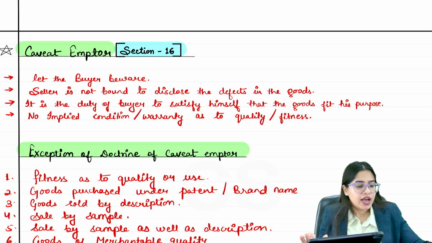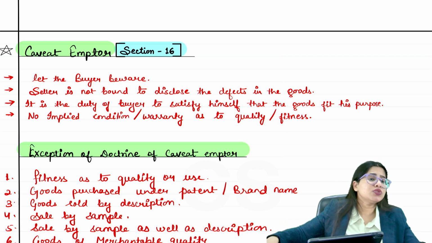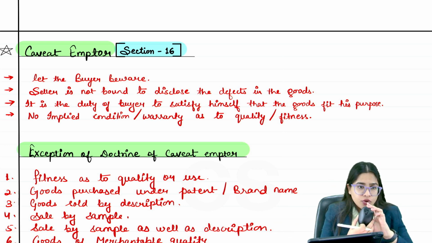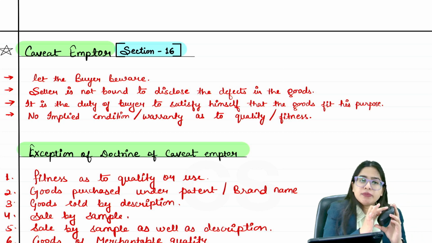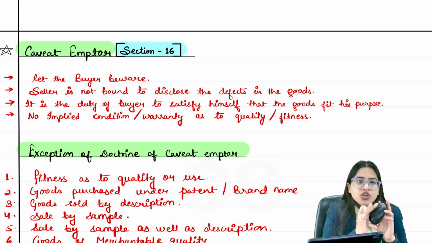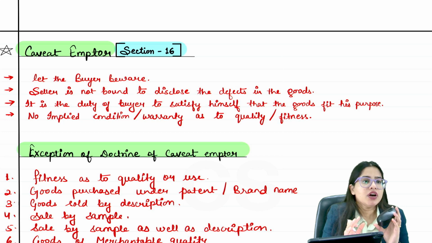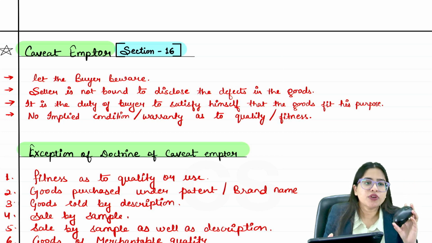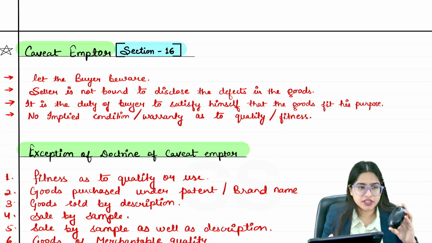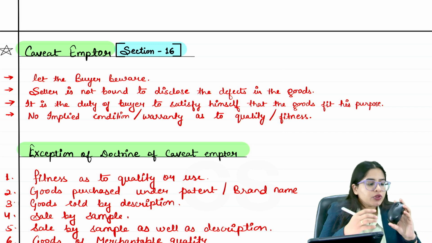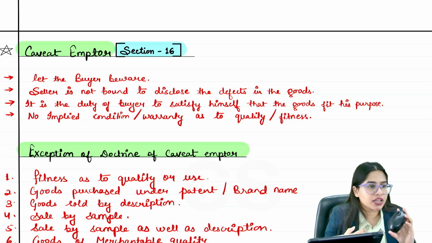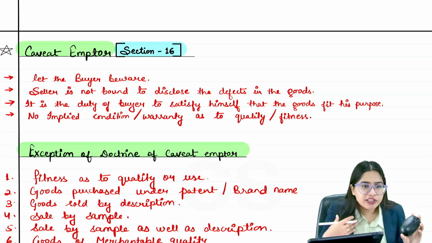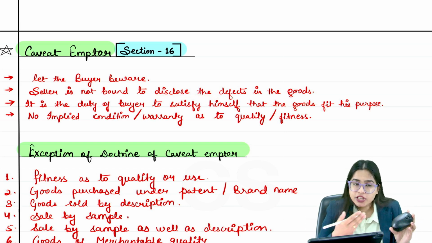For example, if I'm selling this mouse, the seller is selling this mouse to me. Let's say one button is not working. If you click now, you will see that one button is not working. It is not the responsibility of the seller to tell you that this is the defect if it is clearly visible. It is my responsibility to check whether the mouse is properly working or not before buying it. Are you understanding? The seller is not bound to disclose the defect.